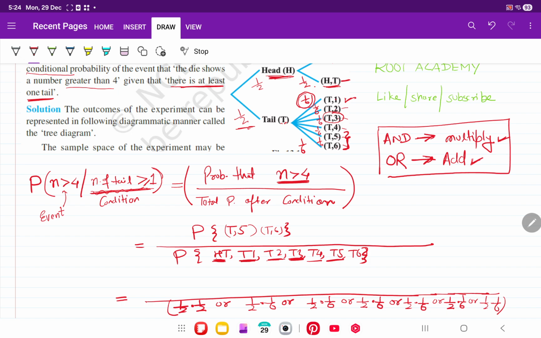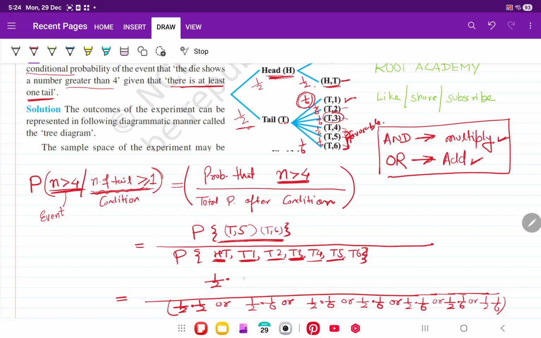Okay, this is the total possibilities after the condition. Out of that only these two are accepted: tail and 5, tail and 6. Right? They are saying that the number which is appearing on the die is more than 5, so these two are favorable. Only these two. Let me write them down.